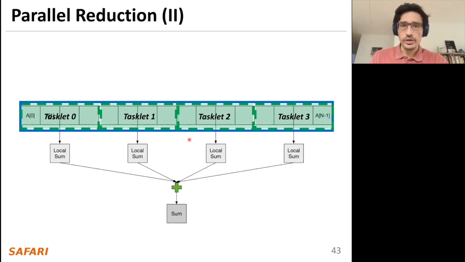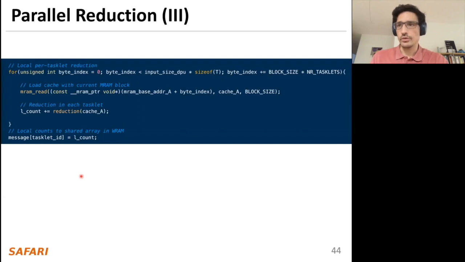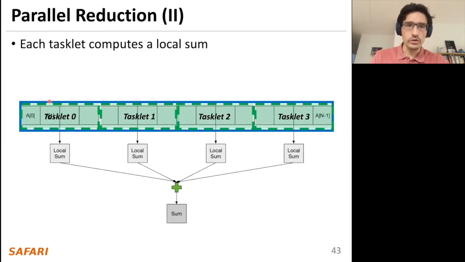But at some point, the interesting part here is that we will also have to reduce these 4 values here, right? There might be different ways of implementing this, and we are going to talk about 2 possibilities here. The very first thing is to take a look at what each of the individual tasklets does with the corresponding piece of the array that has been assigned to them.